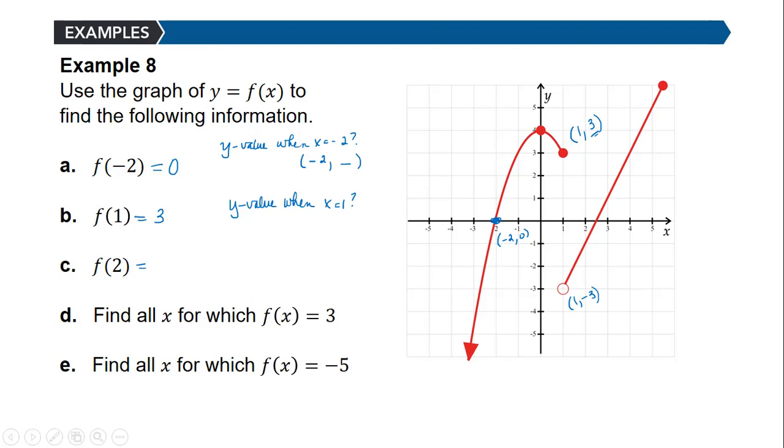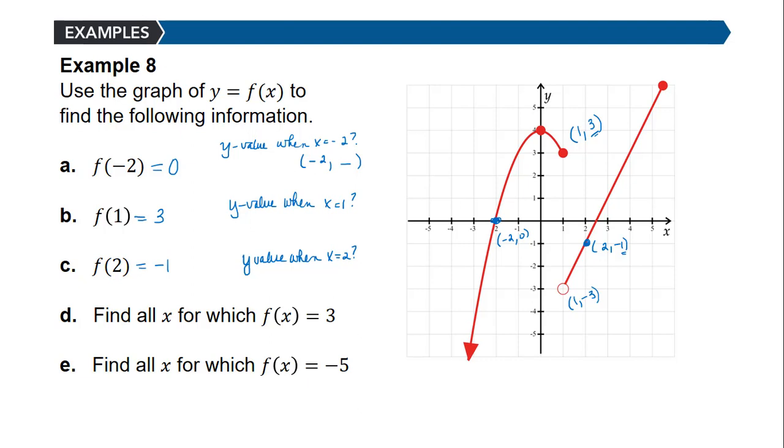f of 2 means what is the y value when x is 2. So we go to 2 on the x-axis, and where does it meet the graph? The graph actually includes this point 2, -1. So f of 2 is -1.